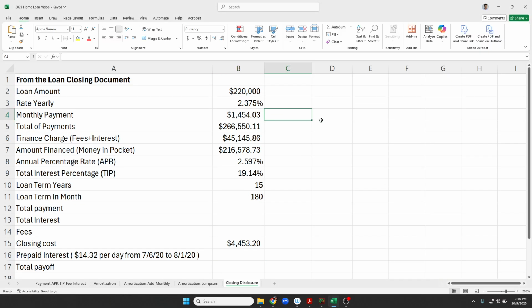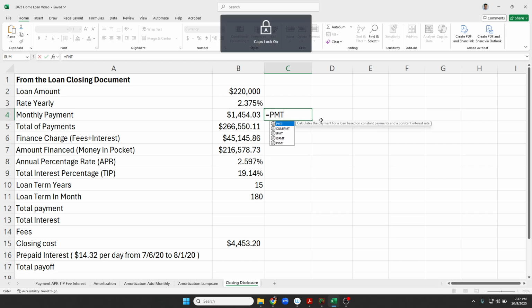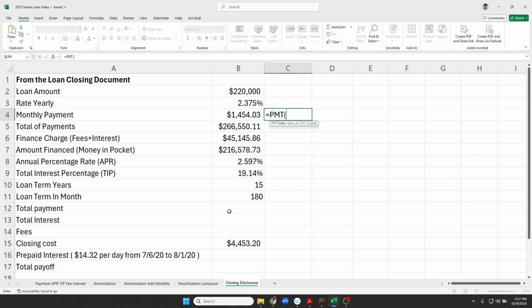It's very, very simple. I have shown in another video how to calculate the monthly payment, APR, stuff like that. In this video, I'll only show you how to calculate those fees, and how that adds up to that total payment, which is $266,550. So I'm going to calculate the payment quickly, with the rate being monthly compounding, 180 months.